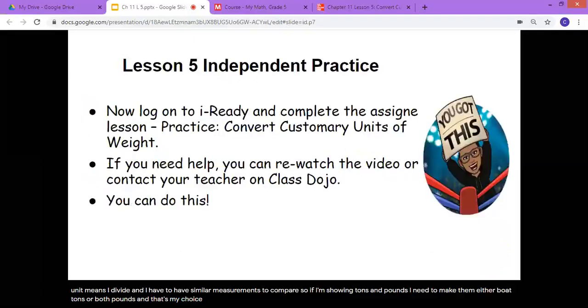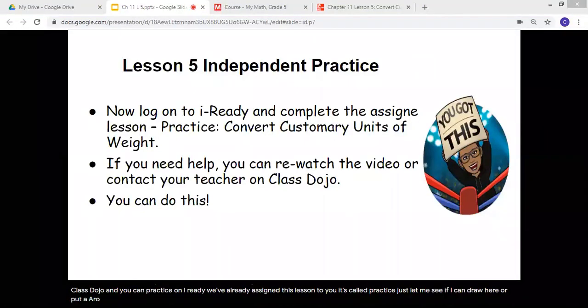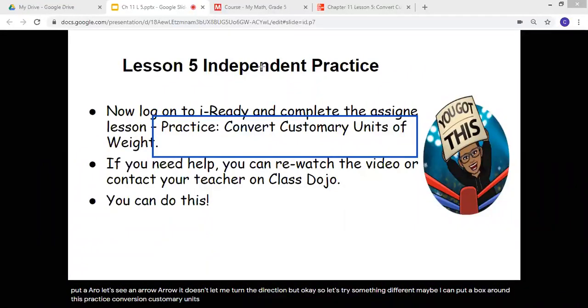All right, now you're ready for the independent practice. If you will please go on to iReady. Once you have made sense of this lesson, you can re-watch the video, or you can reach out to me, Mrs. Walsh, Mrs. Contreras, whoever your teacher is on Class Dojo, and you can practice on iReady. We've already assigned this lesson to you. It's called Practice. Let me see if I can draw here or put an arrow. It doesn't let me turn the direction, but okay. So let's try something different. Maybe I can put a box around this. Practice conversion customary units of weight on iReady.